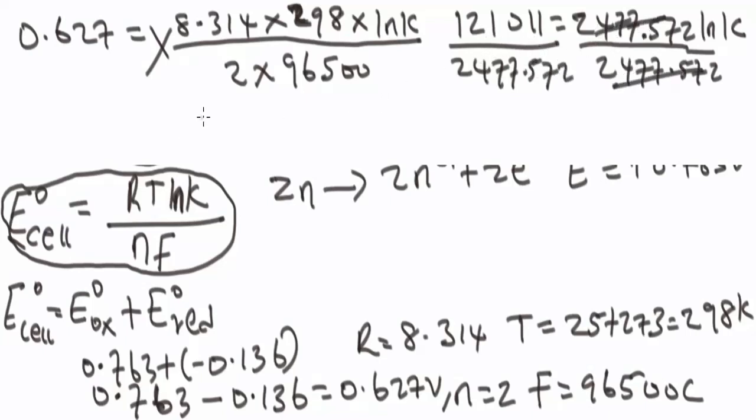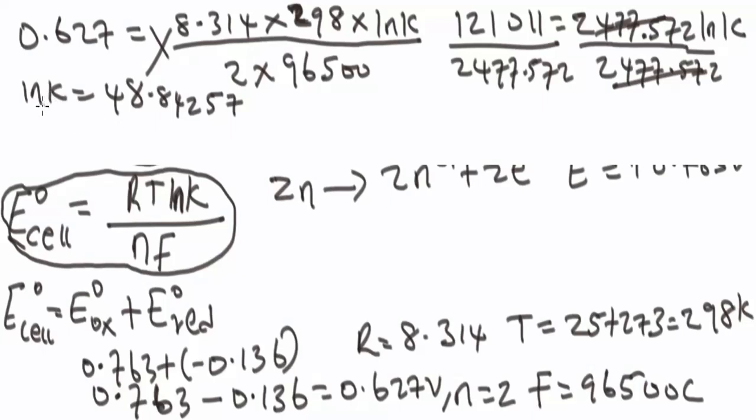So our ln K to be what we have here, 121,011, divided by that value below. Okay, so it's going to give us 48.84257. Alright, let's leave it in 5 decimal places.